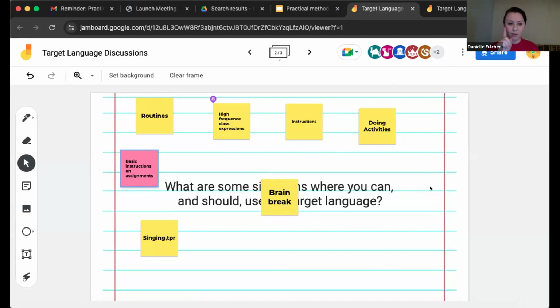I'll give you about 1 more minute. Trying to think of any other situations where we can and should use the language, because we look for opportunities where we can put the target language in any way possible.